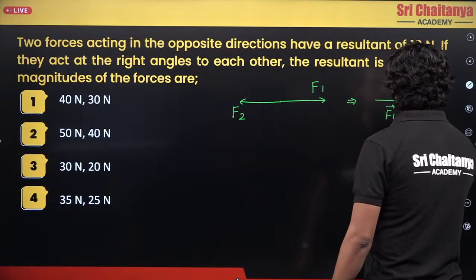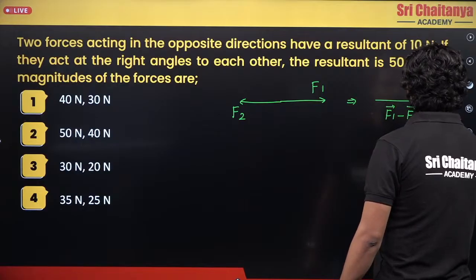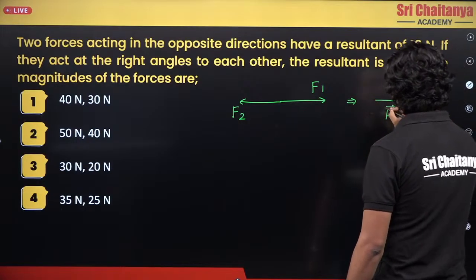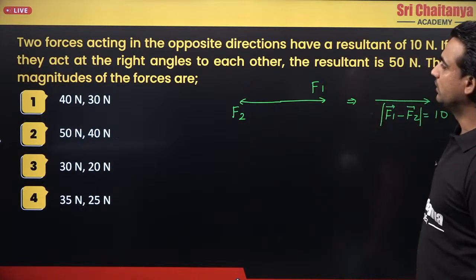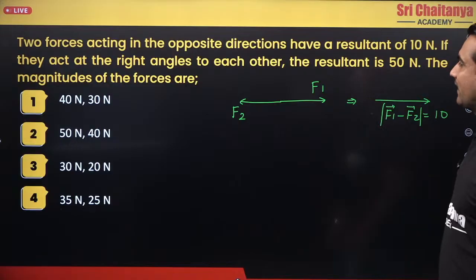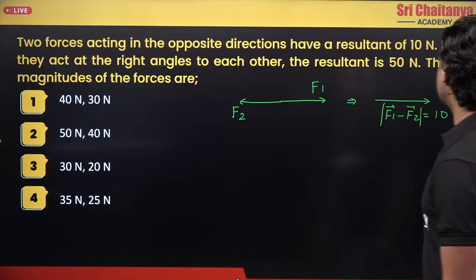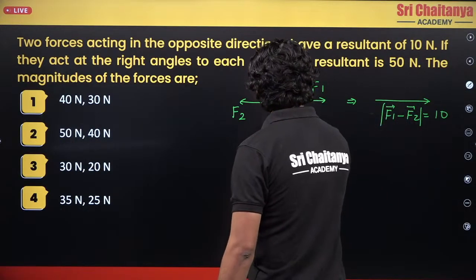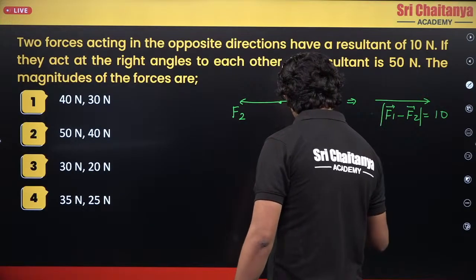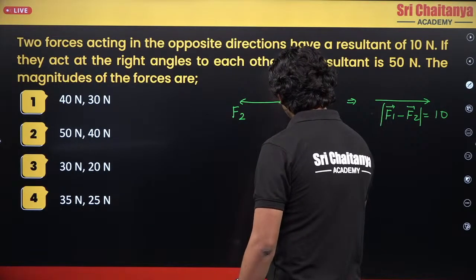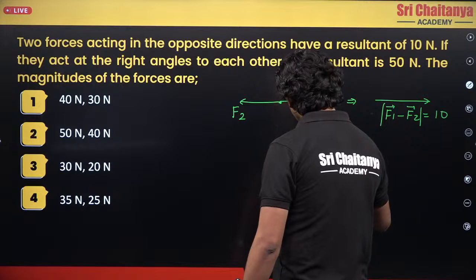F1 vector minus F2 vector is equal to 10 newtons. I am only talking about the magnitude. Now, if they act at right angles to each other, the resultant is 50. He is trying to say that if they act at 90 degrees to each other, so this is F1, this is F2, and what is the resultant R?